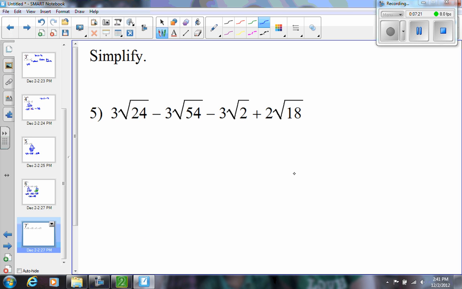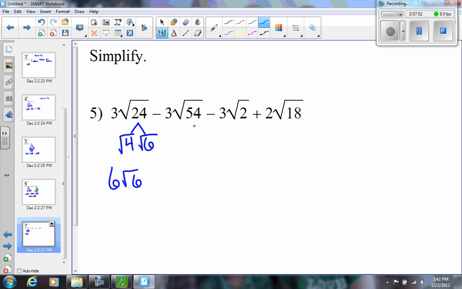This last one, again, don't let it bother you that it looks more complicated. We just have more steps. So here I'm going to start by doing 4 times 6. And I'm actually going to think about this and say the square root of 4 is 2. Because really when I break it down like this, I'm really saying that the square root of 24 is the square root of 4 times the square root of 6. Well, the square root of 4 is 2. So 3 times 2 is 6. So I get 6 root 6.